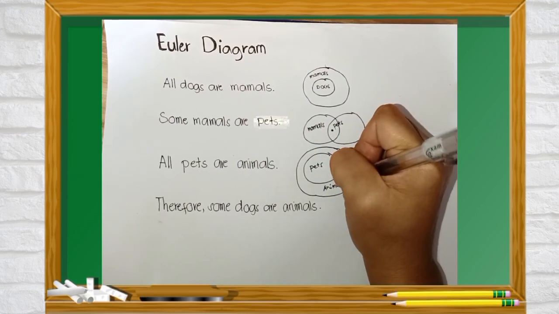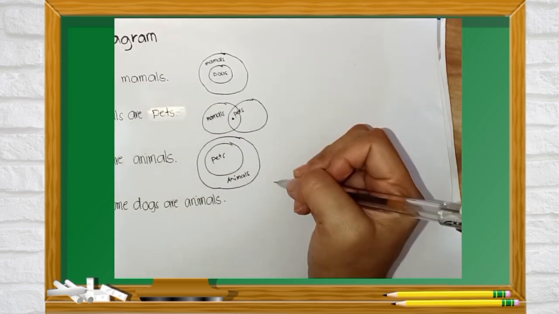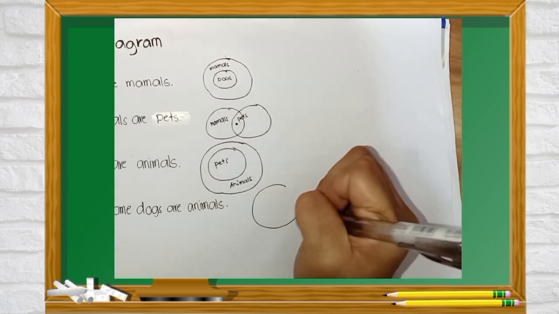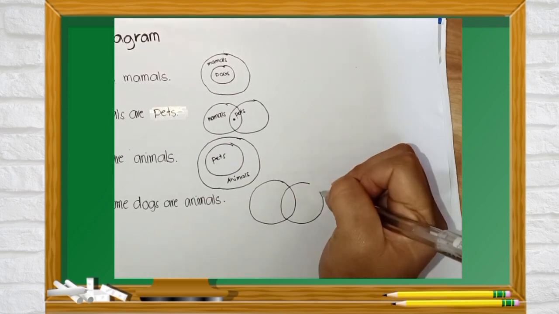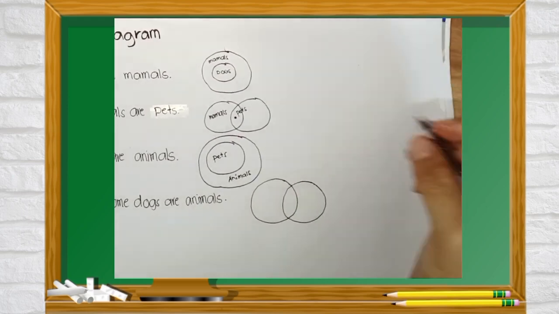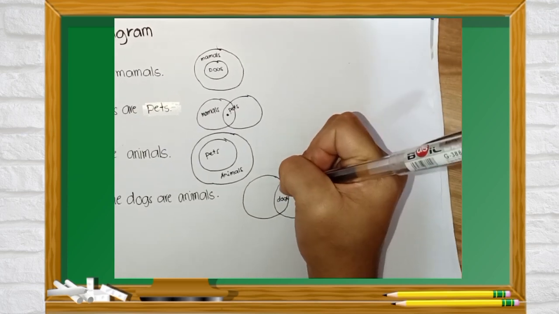The argument states that some dogs are animals. Looking at our Euler diagram, we see that the circle representing dogs is entirely within the circle representing animals. This means that every dog is an animal. Therefore, the statement some dogs are animals holds.